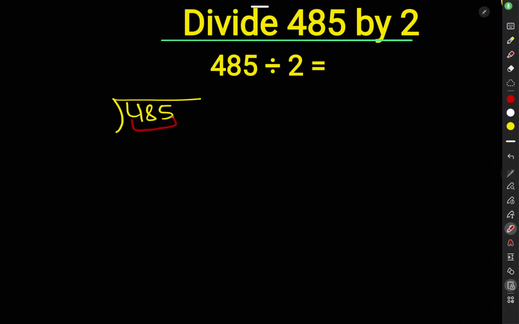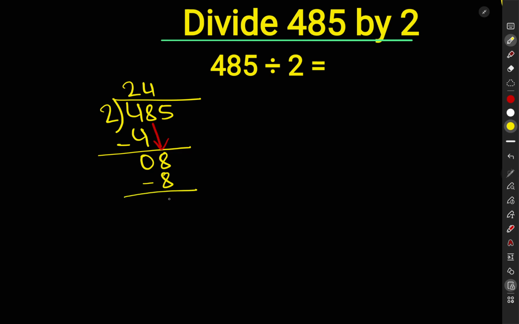Divide 485 by 2 in long division method. 2 times 2 means 4. On subtracting it is 0. So again we put down this 8 and 2 times 4 is 8.